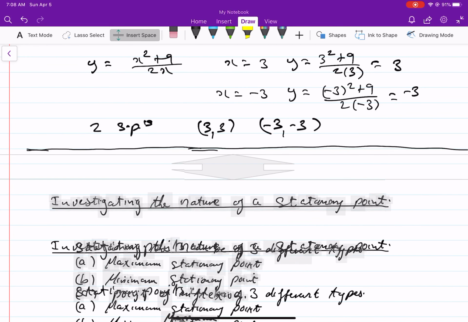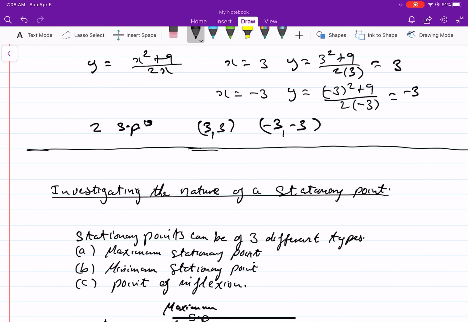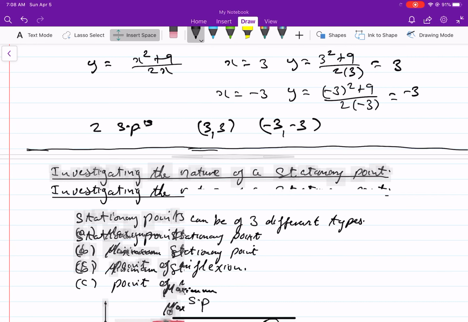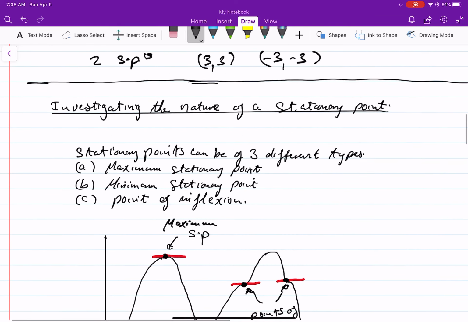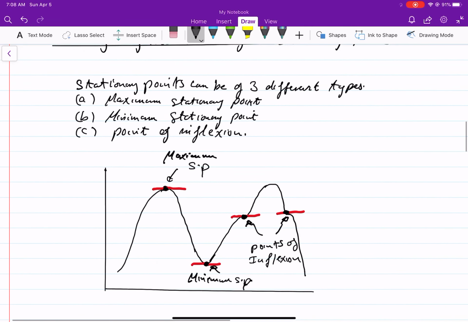Now, the fact that you know where your stationary points are doesn't really tell you what type of stationary points you have. Stationary points come in 3 main types, as you'll see there on that graph. Stationary points come as maximum stationary points, minimum stationary points, and points of inflection. A maximum stationary point is the one on top there. I missed another maximum. There's a maximum there as well. That's also a maximum stationary point.